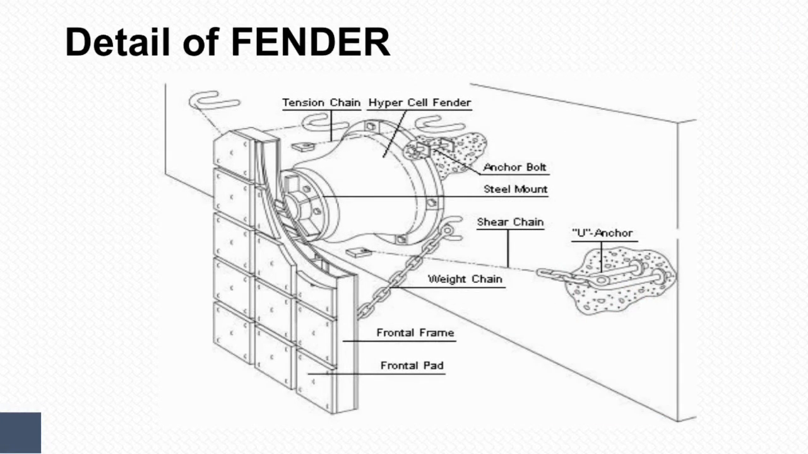Details of fender. The anchor bolt attaches the fender to the wharf. Tension chain restrains the fender body under low impact condition. Shear chain restrains shear deflection of the fender. Weight chain supports the frontal frame. Frontal frame protects the hull of the vessel by reducing contact pressure. Frontal pad reduces the friction coefficient to protect the ship's hull. U-anchor attaches the chain to the wharf.